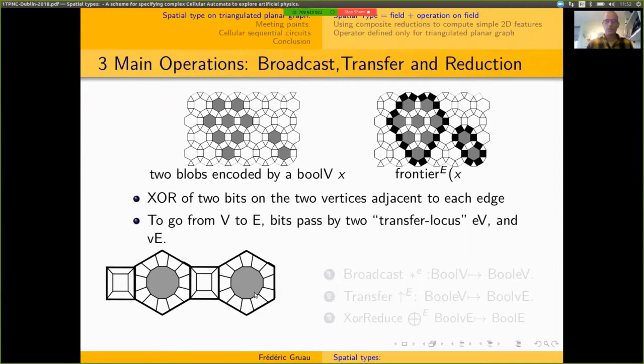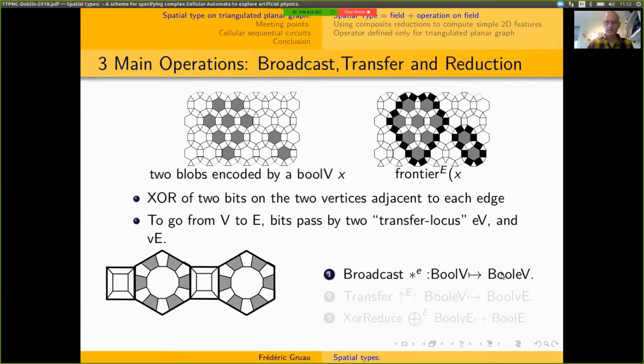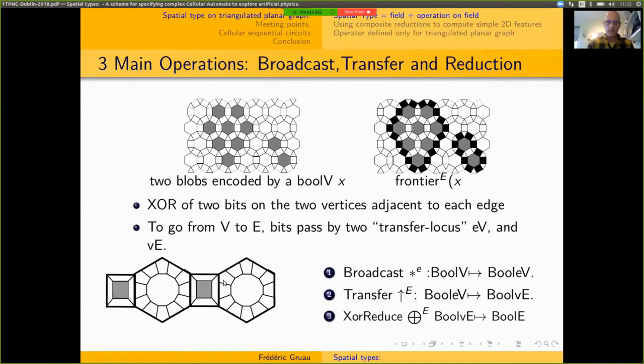Each of these 2 intermediate locus gets its tile here. So we start from the vertex with 2 bits that we want to make the XOR of. Then we broadcast them to a bool EV by duplicating the bits 6 times. Then we transfer them to a bool VE, which is associated to the edge, by just making a communication. And finally, we make a reduction of 2 bits into 1 bool E.